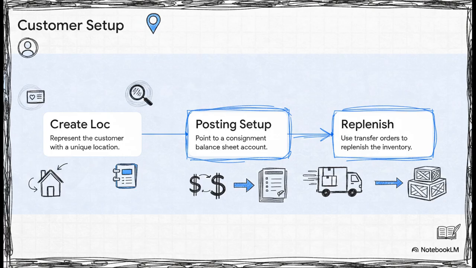This is your classic VMI setup, right? Your finished goods are on their shelves just waiting to be consumed. To keep your balance sheet completely clean, the logic is brilliantly straightforward. Step one, you just create a unique location for that specific customer. Slap their name and address on it, but honestly, you typically don't need bins or any complex warehouse transactions. Step two, you adjust the inventory posting setup for this location so it points directly to a specific consignment inventory account on your balance sheet. And step three, you just use standard transfer orders to replenish their stock.